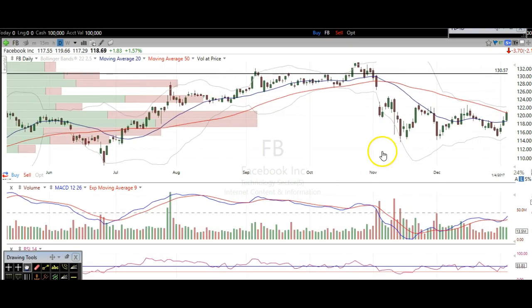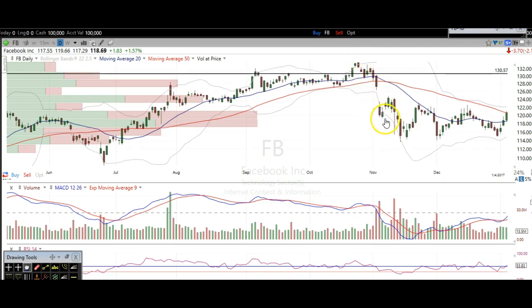Alright, so here we have Facebook. This is last October, 2016 October. Look at this setup. Here's that resistance. Here it is again. Here it is again. Here we are breaking over that resistance right here. And then as you can see, it broke back under it right here.